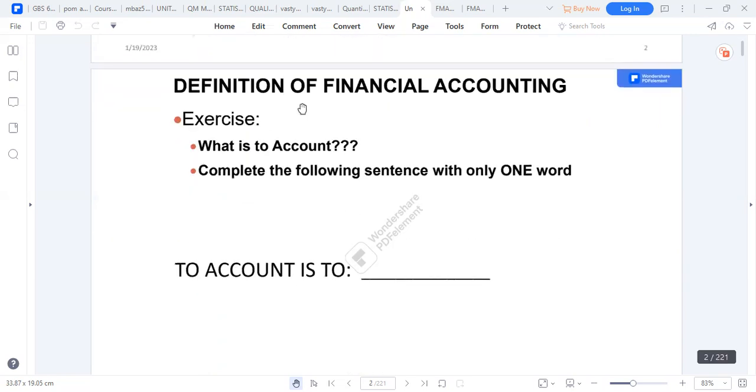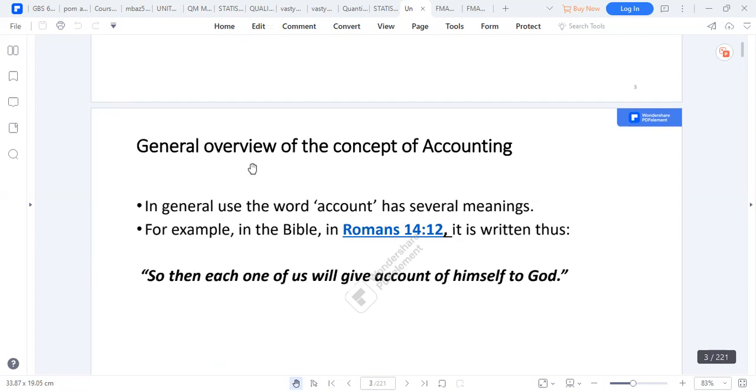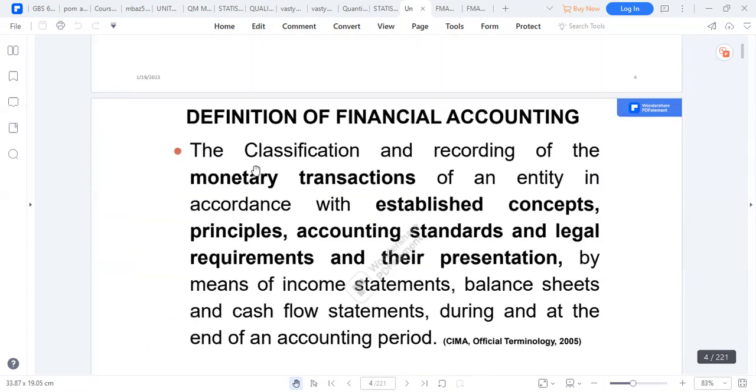So basically, we define financial accounting as to account. To account basically is to have a report or a record of. There's also a biblical reference of making an account of. God requires us to take account of our lives. So accounting is not only a principle we live by, but it's also a biblical principle.